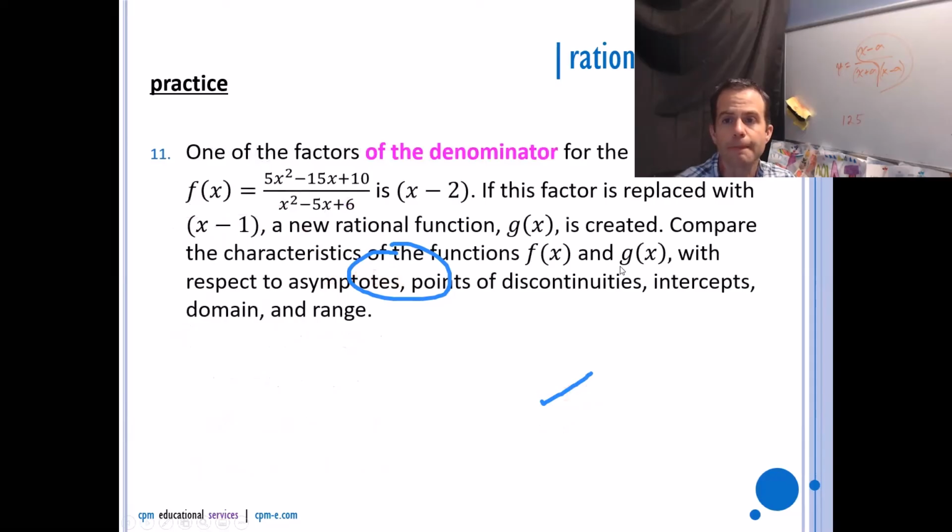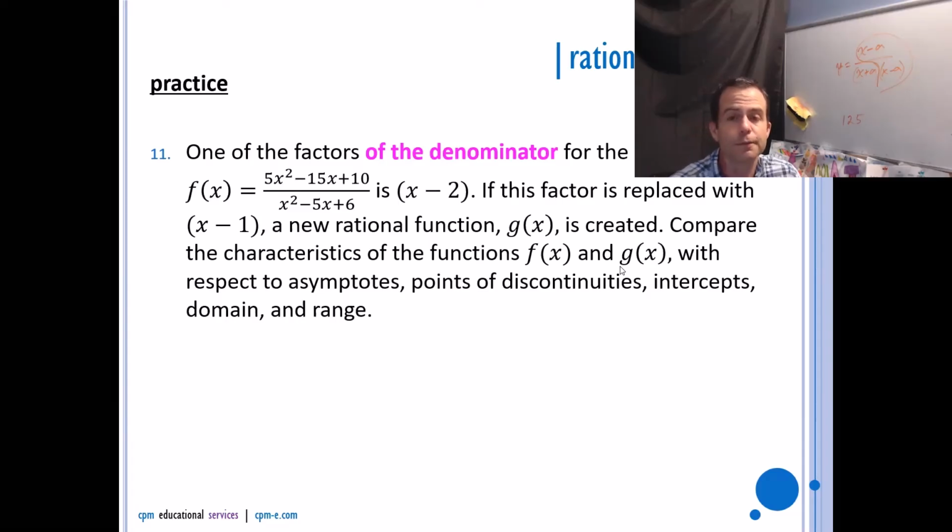All right. One of the factors of the denominator for the function f of x equals 5x squared minus 15x plus 10 over x squared minus 5x plus 6 is x minus 2. If this factor is replaced with x minus 1, a new rational function g of x is created. Compare the characteristics of the functions f of x and g of x with respect to asymptotes, points of discontinuity, intercepts, domain, and range. Okay, this is a great written response type of a question.